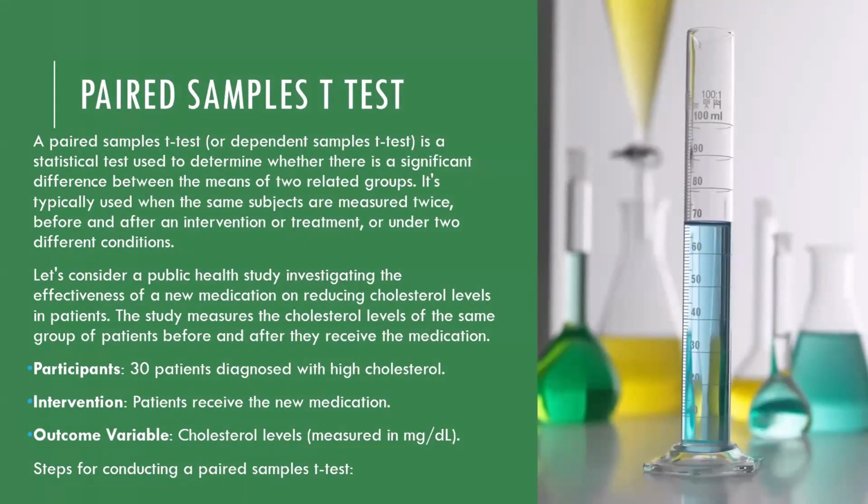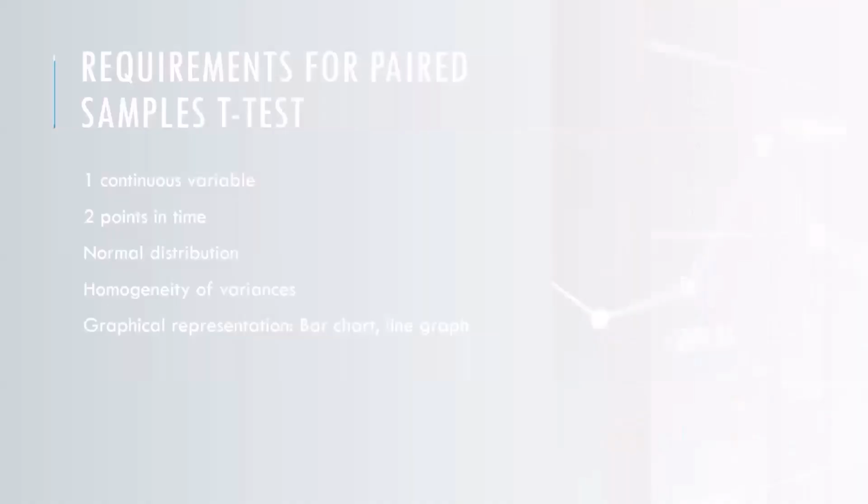The next one is a paired samples t-test. So a paired sample t-test, you're going back to just simply one continuous variable, but you're looking at two different points of time. So we have 30 participants. They're going to be given a new drug to lower their cholesterol. And we're going to do a test and a retest, okay? And so you could use a paired samples t-test in that example.